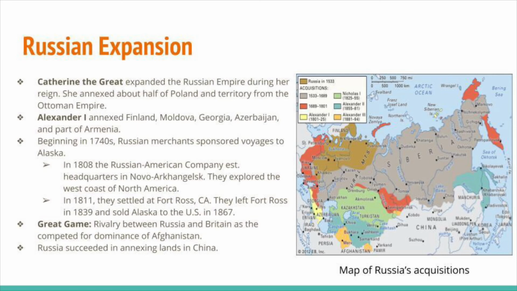The Great Game was a rivalry between Russia and Britain as the two competed for dominance of Afghanistan. Russia succeeded in annexing lands in China, most notably parts of Manchuria. The image on the right is a map of Russia's territorial acquisitions.